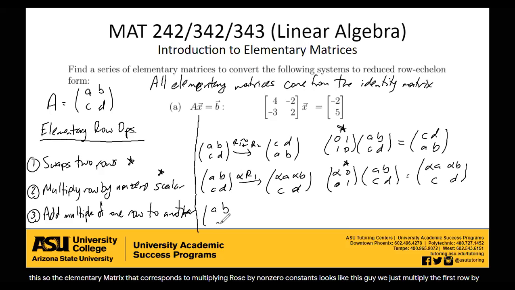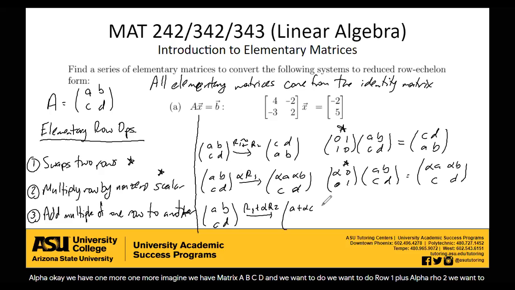Imagine we have the matrix A, B, C, D, and we want to do row 1 plus alpha row 2. We want to multiply row 2 by some alpha, and we want to add that to row 1. So we have A plus alpha C, B plus alpha D, C, and D.